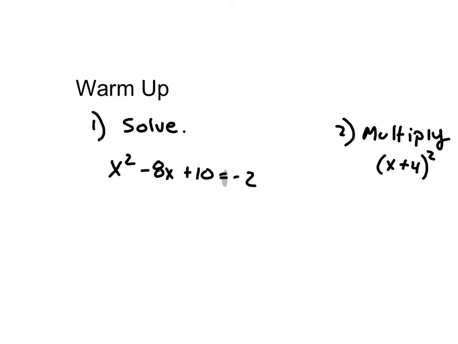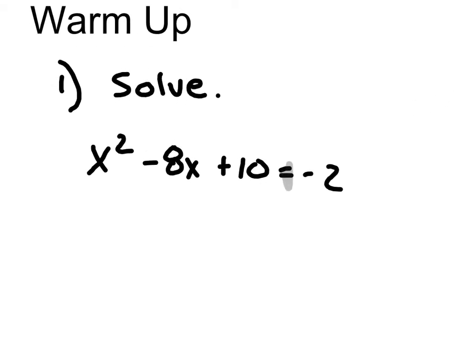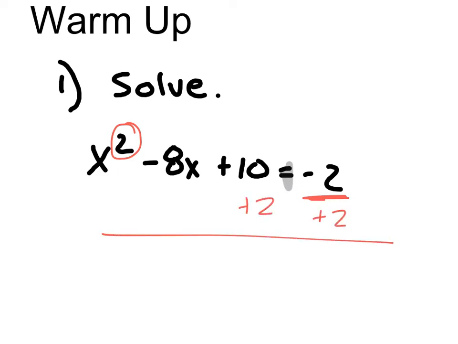Now, looking at this first problem, remember when we're solving any quadratic equation, I know this is quadratic because of the square that's up there, I need to make sure that one side is equal to 0. So what I'm going to do is start by adding 2 to both sides of this equation, which is going to yield for me x squared minus 8x plus 12 equals 0.